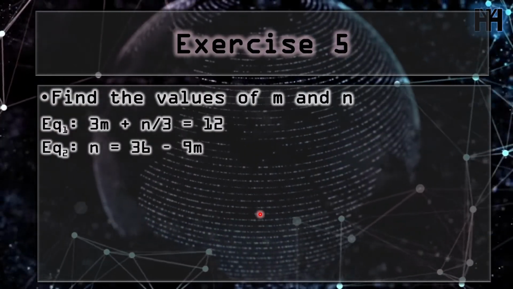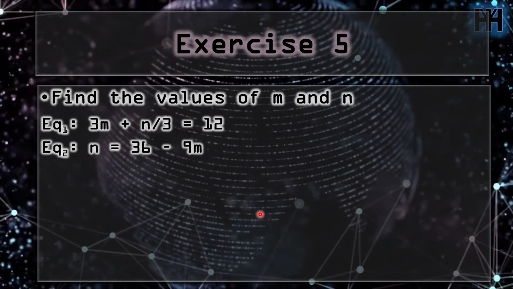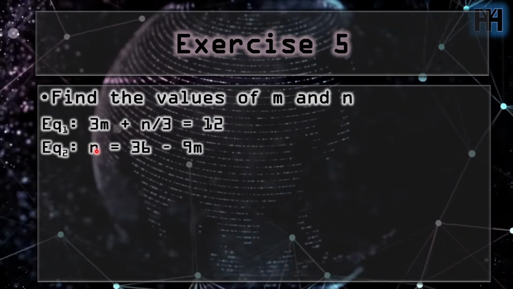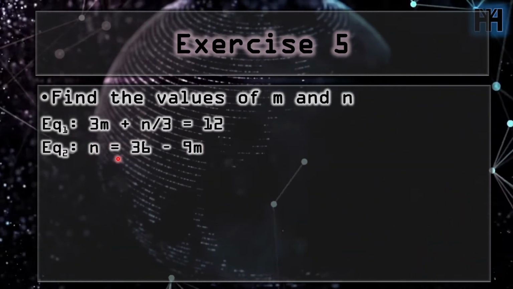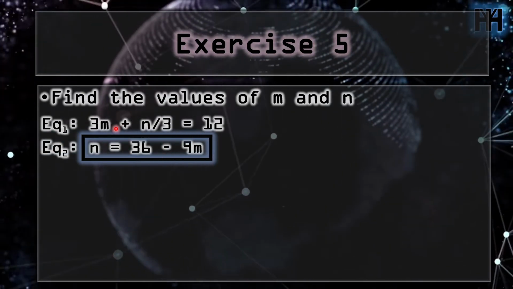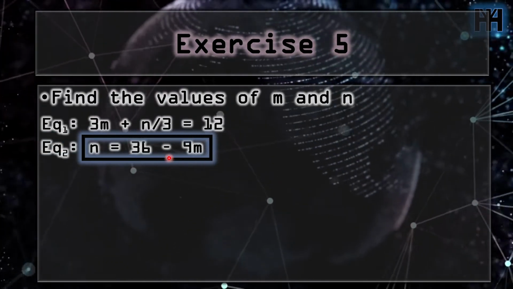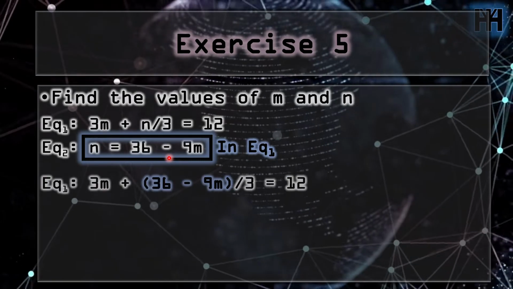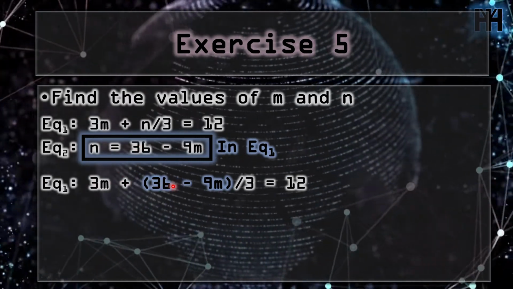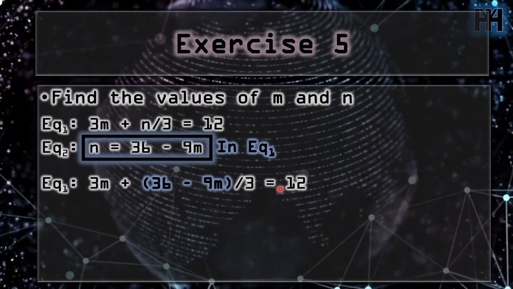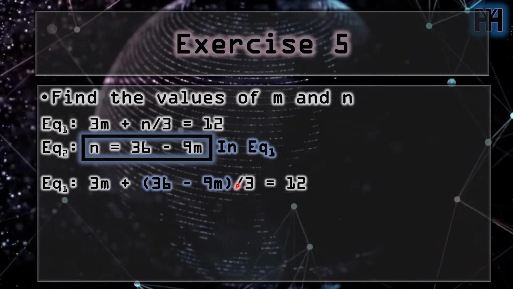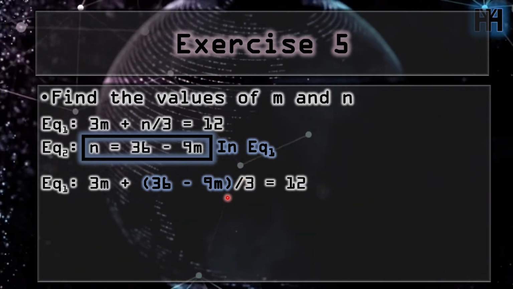Okay. Exercise 5. Find the value of m and n. Fortunately here we have the n, and it's ready to directly be used. We can directly use it in equation 1. So we have 3m plus n over 3 equals 12. Let's use it again. 3m plus, you put the value of n here, 36 minus 9m, all divided by 3, equal 12. Okay, to break the bracket, we have to divide by 3 here and divide by 3 here.